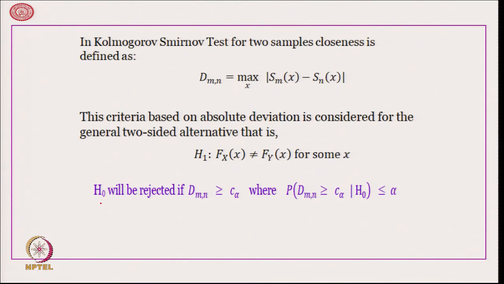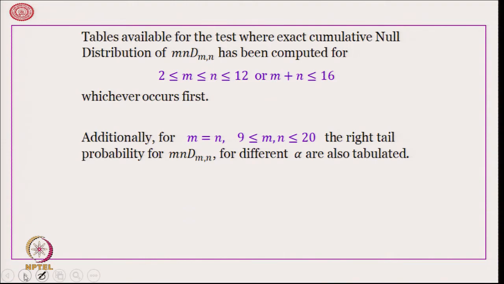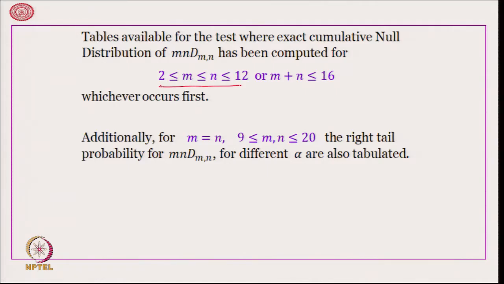That is what we have written: H naught will be rejected if D_mn, which is the maximum of the difference, maximum taken over all x's, is greater than some critical value C alpha for level of significance alpha, where the probability of D_mn greater than or equal to C alpha under the null hypothesis is less than or equal to alpha. The question is how to obtain these critical values C alpha, and that is what the Kolmogorov-Smirnov two sample test is all about. So, tables are available for this test for m and n between 2 to 12, such that their sum is less than or equal to 16.